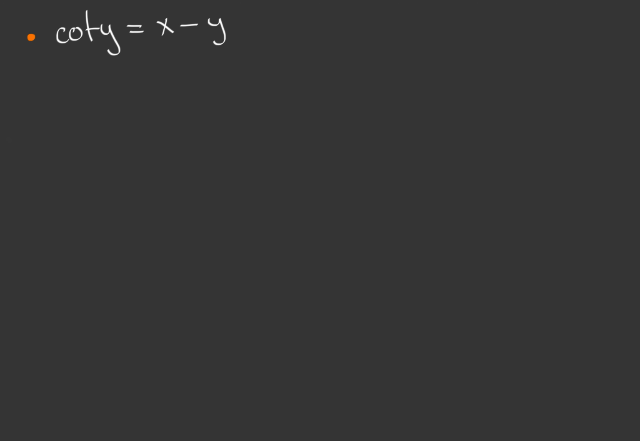We have cotangent of y is equal to x minus y. So let's take the derivative of each side. So derivative of cotangent is negative cosecant squared of y, and then times the derivative of the inside, which is dy over dx, and then derivative of each element here, we just get 1, and we get minus dy over dx.